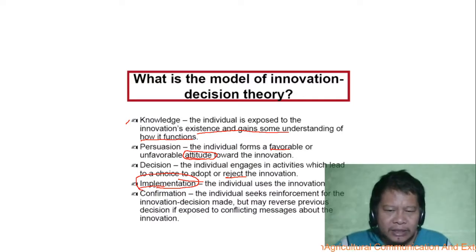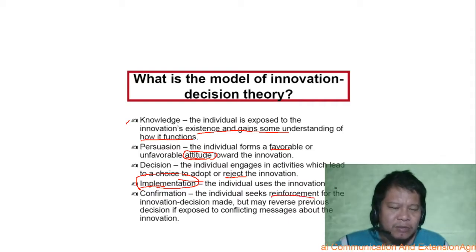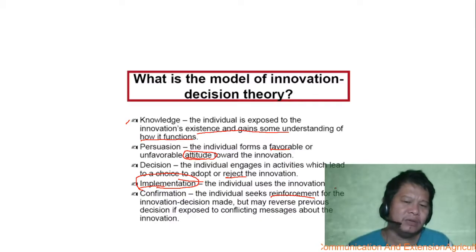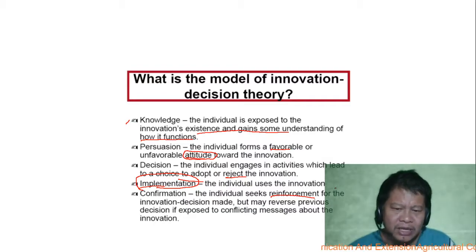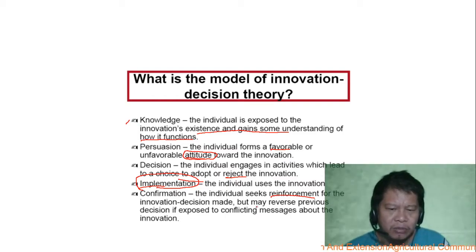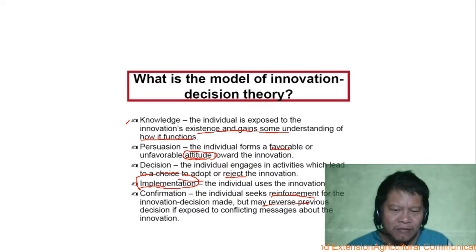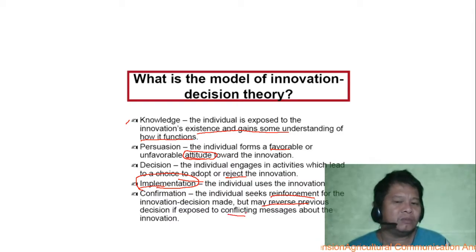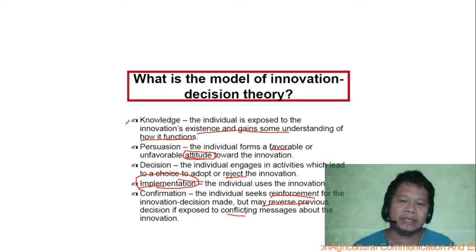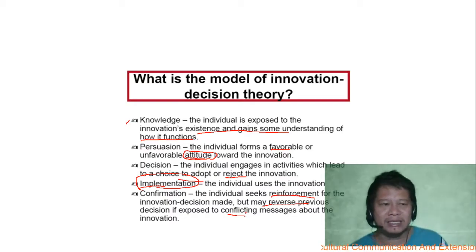Implement. Then we have in the model of innovation decision theory, we have confirmation. No? The individual seeks reinforcement. Okay? Ibig sabihin, mag-research siya unsa man gid ni, no? Mangutana siya sa uban, kumusta sa inyo, maayo ba, no? Mugadto siya more information. So in the confirmation stage, the individual seeks reinforcement for the innovation decision made, but may reverse the previous decision if exposed to conflicting messages about the innovation. Pagkita niya nga ay lahi may giingon nila, no? Mubalik siya kato na lang dati na practice or akong buhaton, no? Murag mo discontinuance or i-reject niya, mabalik siya sa dating gawi.